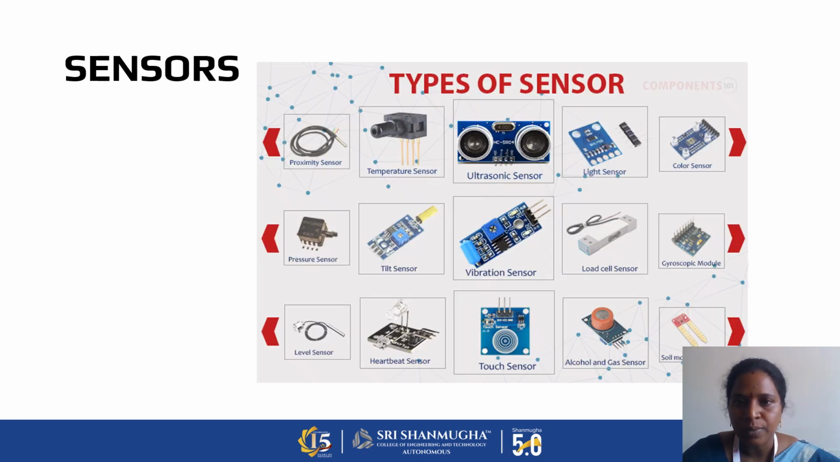And these are some types of sensors: the temperature sensor to sense the current temperature, the ultrasonic sensor to analyze the sound signals, the light sensor used for the range of light, the color sensor to identify colors, and the pressure sensor, tilt sensor and vibration sensors. So these are some types of sensors we use for our applications.